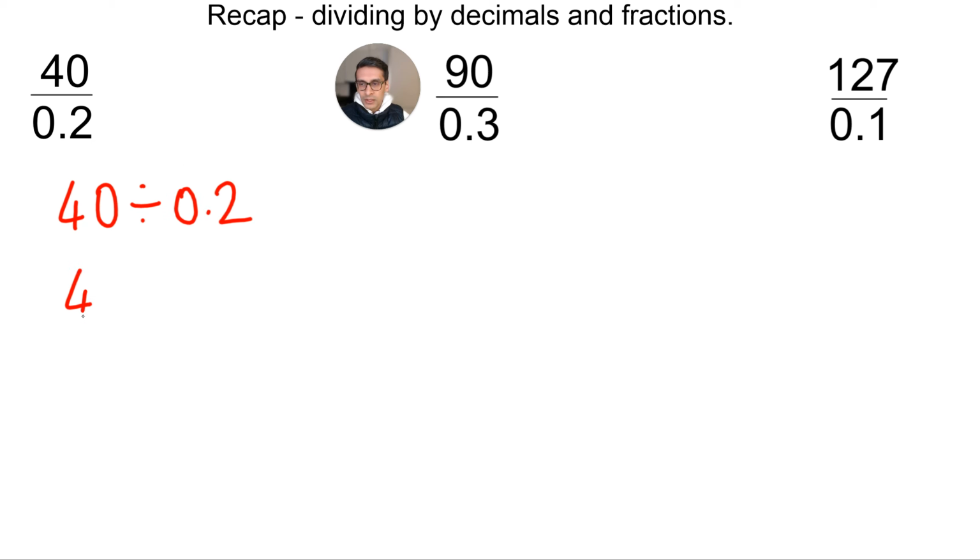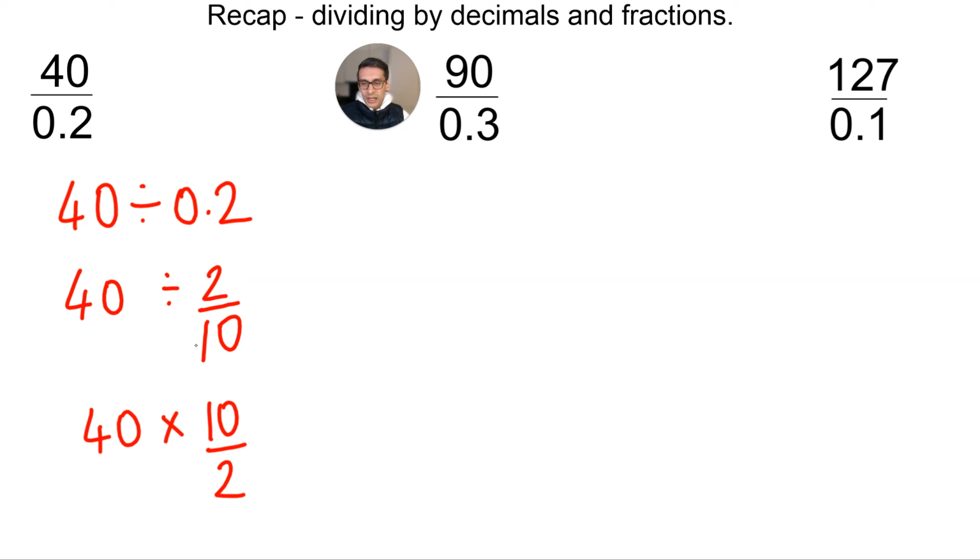That can also be written as 40 divided by 2/10. Now we can simplify that to 1/5. Well, I'm going to leave it as 2/10 just for the sake of this example here. And then we know that dividing by a number is the same as multiplying by its reciprocal. So this is the same as that. And now we can actually work this out. It's quite easy to work out.